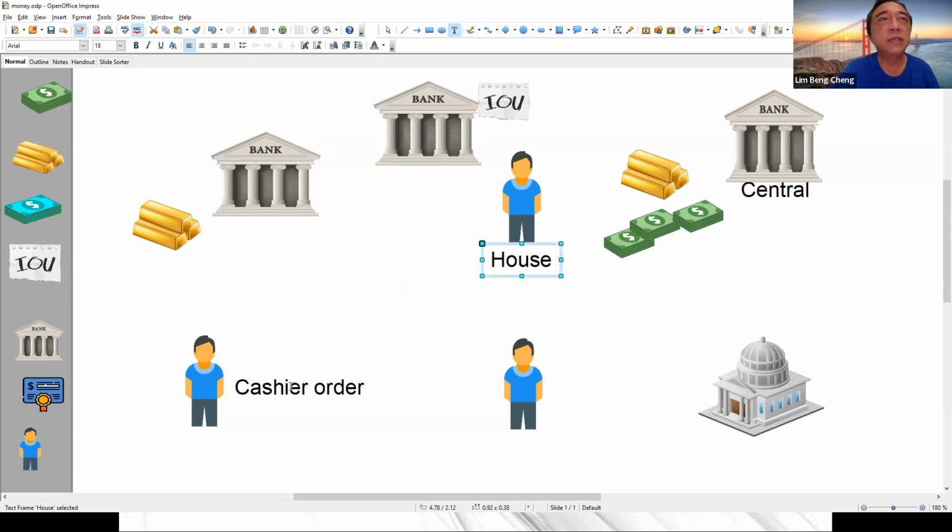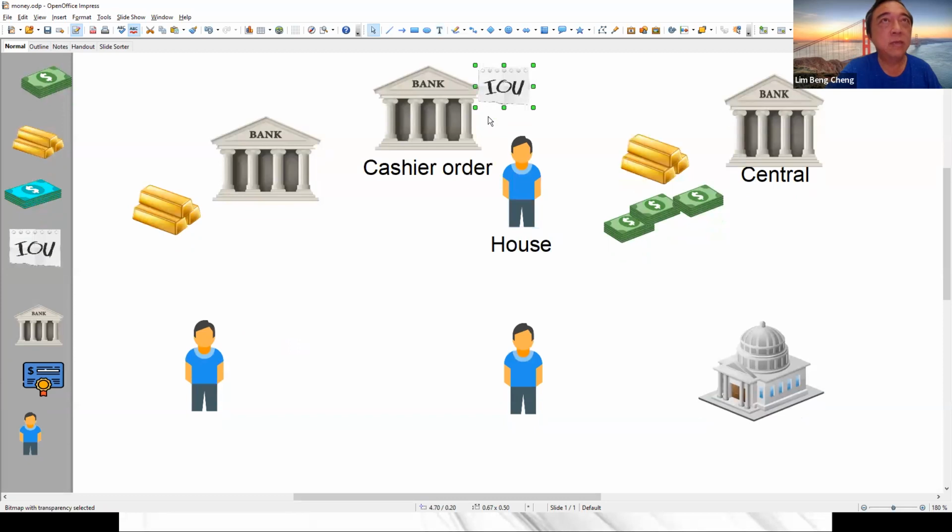And this person will take the cashier order and deposit. If he deposits in the same bank, then no problem. This bank has no money, no need for money. If he deposits in the same bank, then the bank just issues an IOU to him in the bank statement. So now the bank has no money, no money changes hands, and yet the bank is earning interest.